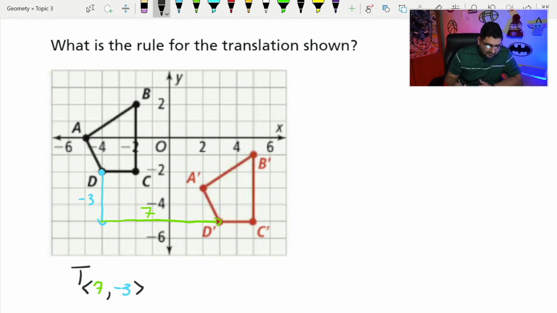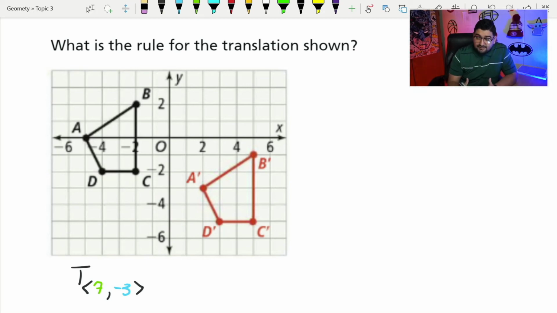So I can check every other point, and I'd also see this. Let's just check A real quick. It goes down 3 spaces, and it should go to the right 7. And if I count that out, you would find that it is 7. Okay, so that's the rule that each of these points follow. Now let's go ahead and make up our own rule, and let's see if we can actually translate.